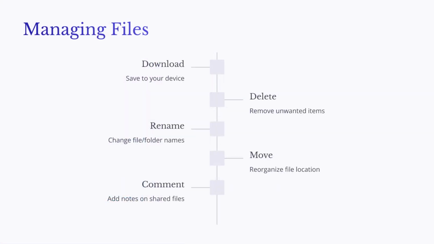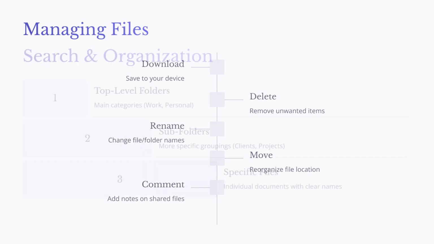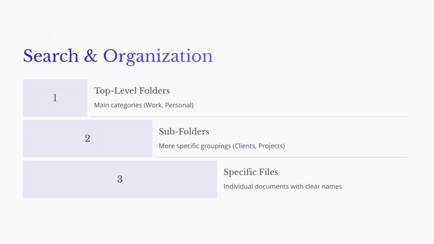Right-click any file or folder for options. Download to your computer. Delete unwanted files. Rename for better organization. Bulk actions, select multiple files at once to delete, download, or share. Search bar at the top to quickly find any file by name or keyword.